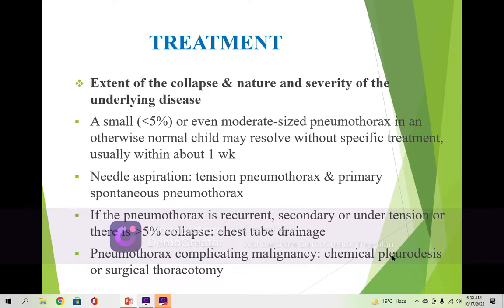Then chemical pleurodesis means the pleura is treated with certain chemical agents. At one time we were using talc; application of talc on that area will cause inflammation, inflammation will cause fibrosis, and fibrosis will close it. Or we go to surgical thoracotomy, open it, and then surgical repair should be done.